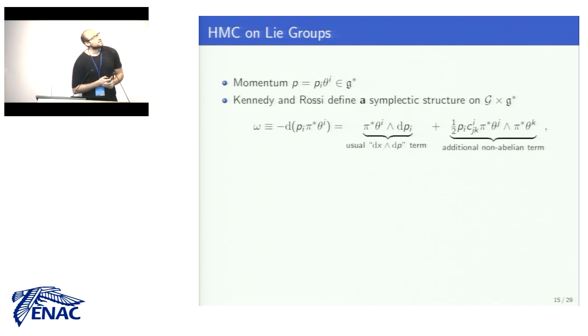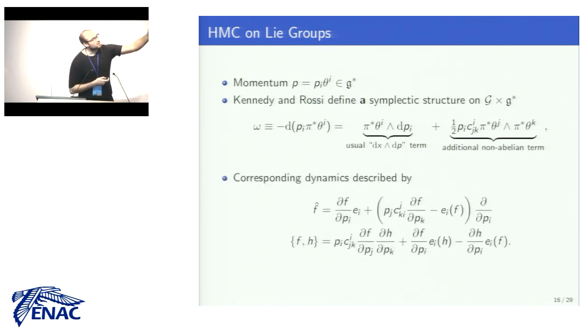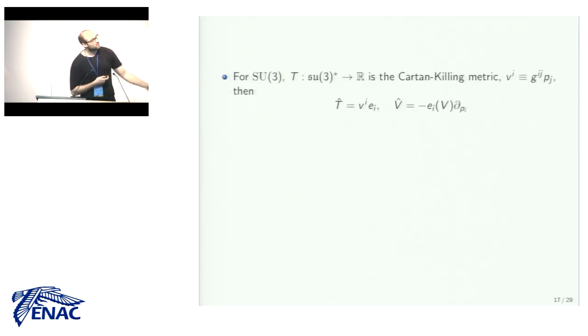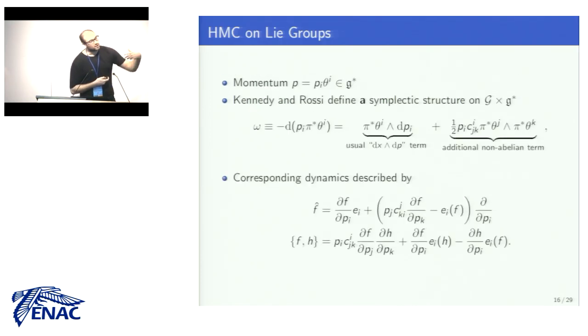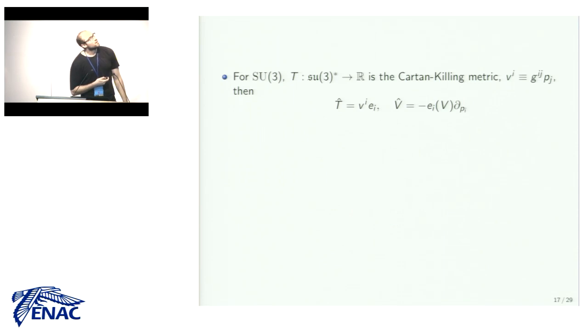Originally they checked that this thing preserves all the things you need to preserve for HMC, but there was no relation to canonical mechanics. So for them, in gauge theory, it's really: you define that, it works, you're done. You can define the corresponding Hamiltonian vector field and Poisson bracket, and you can define basically your HMC scheme. So for SU(N), you choose your kinetic energy to be just your Cartan-Killing metric, and that's your Hamiltonian kinetic and your Hamiltonian potential energy.